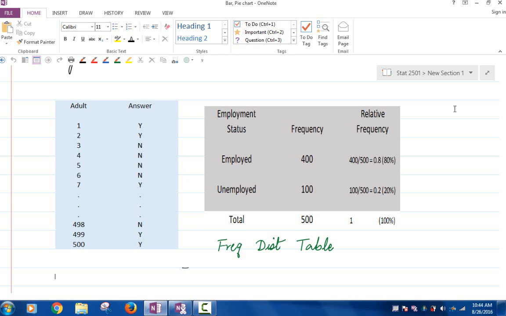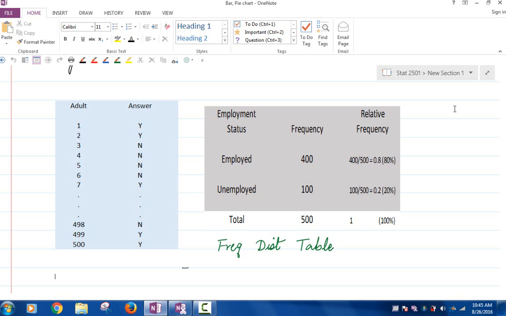Once again, you just make a frequency distribution table. Remember in this case the variable is employment status. The variable employment status has two values, employed or unemployed, right? And so you count how many people answered yes for the employed category, and you count how many people said no. Remember the question was, are you employed? Yes or no. So for unemployed, you are counting how many people said no.